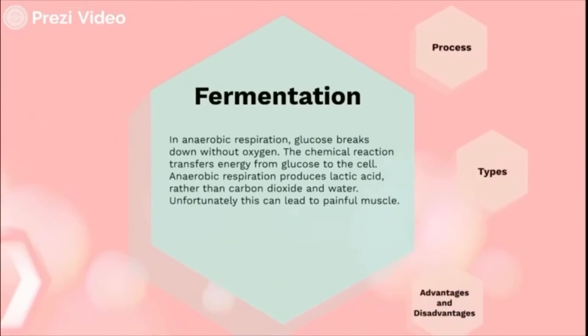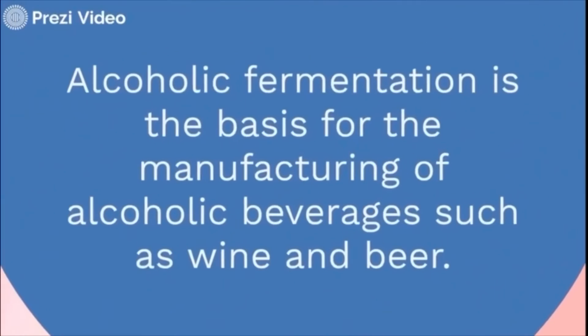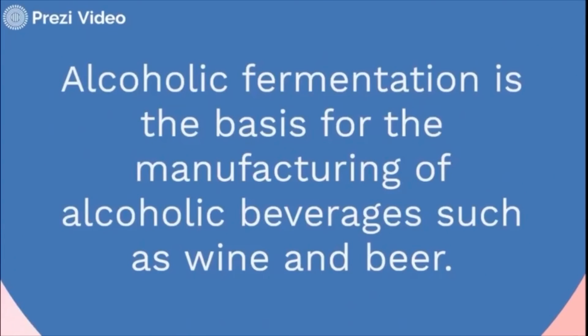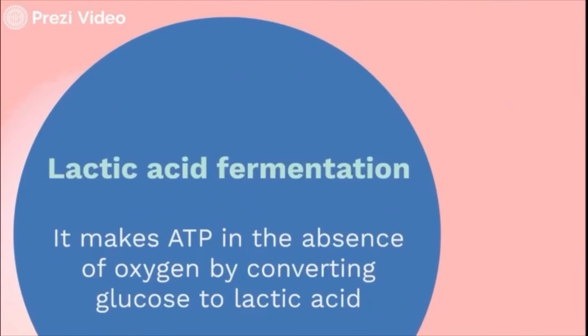And the types of it. There are many types of fermentation that are distinguished by the end products, form of pyruvate or its derivatives. The 2 fermentations most commonly used by humans to produce conventional foods are ethanol fermentation and lactic acid fermentation. Alcoholic fermentation is the basis for the manufacturing of alcoholic beverages such as wine and beer. Lactic acid fermentation makes ATP in the absence of oxygen by converting glucose to lactic acid.